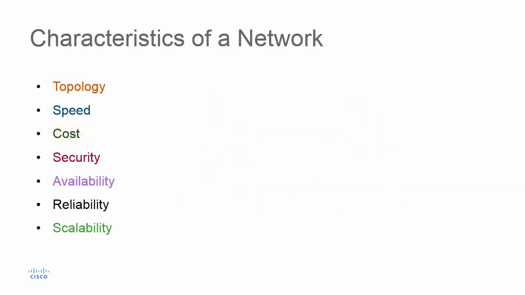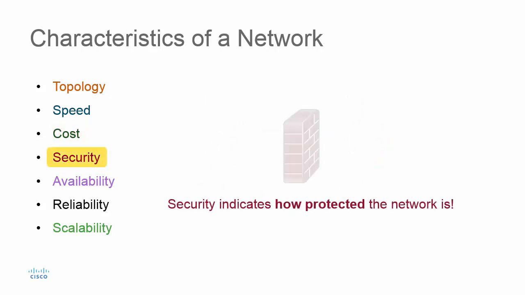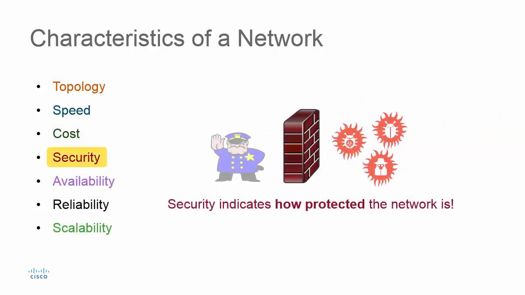The next specification is security. Security indicates how protected the network is, including the information that's transmitted over the network. The subject of security is important. Techniques and practices are constantly evolving. You should consider security whenever you have to take actions that affect the network.